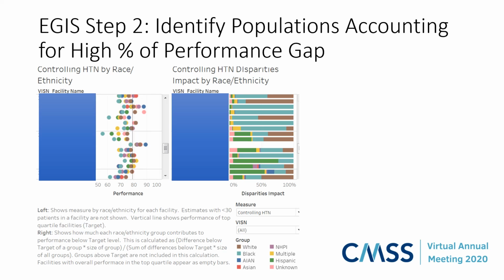On the right panel, we bring in numbers of affected patients to calculate how much the care received by a specific group contributes to overall facility underperformance on this metric. We can see that for several VAs, a big chunk of underperformance could be fixed if they raise a group, black veterans in blue or Hispanic veterans in green, up to the target level. These are the groups we would recommend targeting for quality improvement.